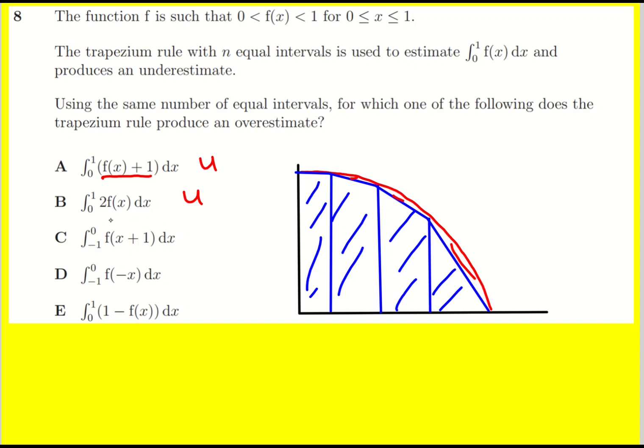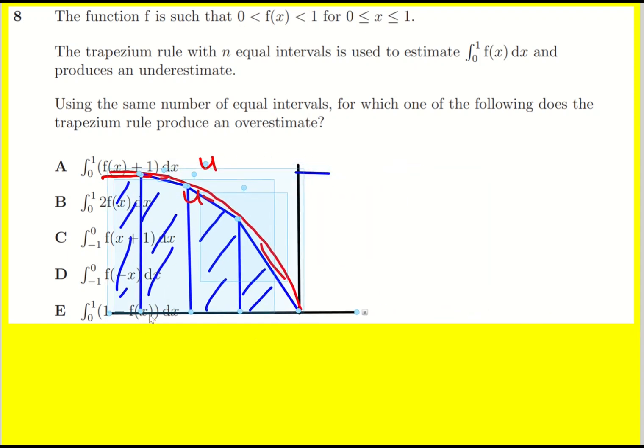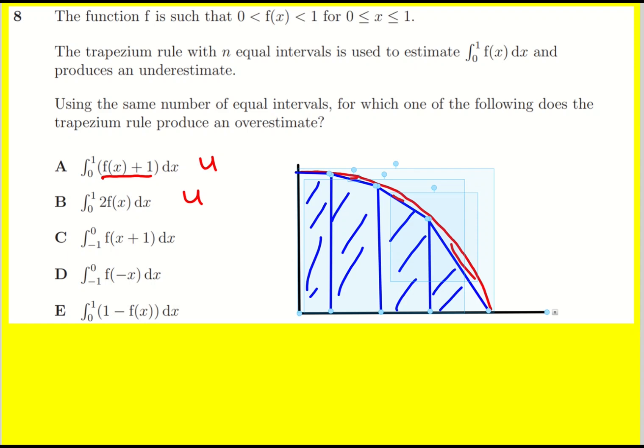This would be a translation by -1 in the x direction, and I'm integrating between 0 and -1 as well. So we'd get exactly the same answer because this just moves to here, and then I find the same integral. So still an underestimate.